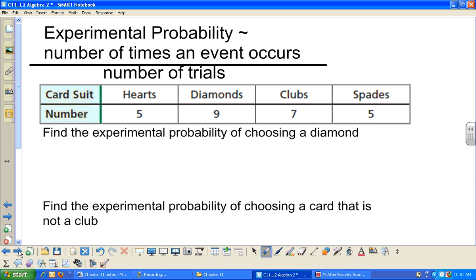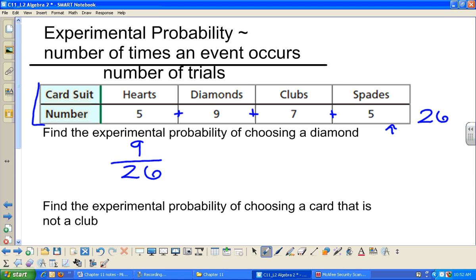So if I want to find the experimental probability of choosing a diamond, I'm looking at this chart given here. It's always easiest to find your total right away. So right away, I'm going to add up my bottom numbers, and I get 26 as my total if I add these all up. The experimental probability of choosing a diamond. There's 9 diamonds, and there's 26 total. So the experimental probability of choosing a diamond would be 9 out of 26.